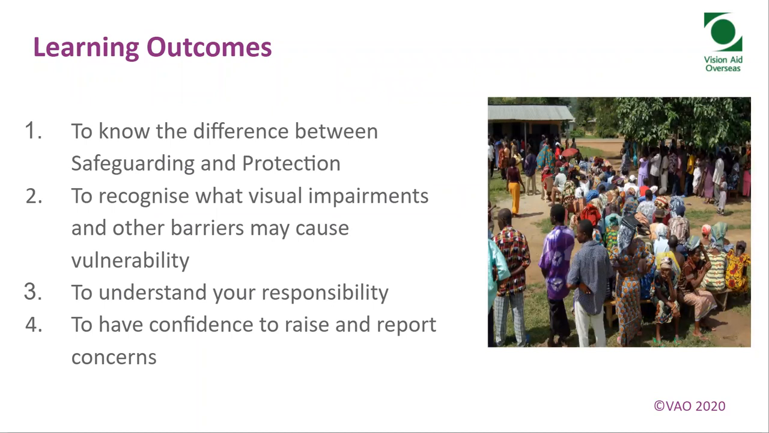Check that you have achieved the learning outcomes for this module. To know the difference between safeguarding and protection, to recognise what visual impairments and other barriers may cause vulnerability, to understand your responsibility, and to have confidence to raise and report concerns.